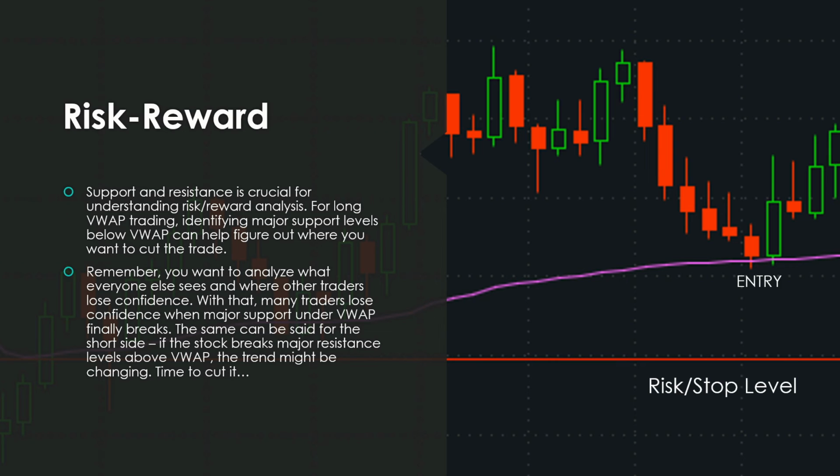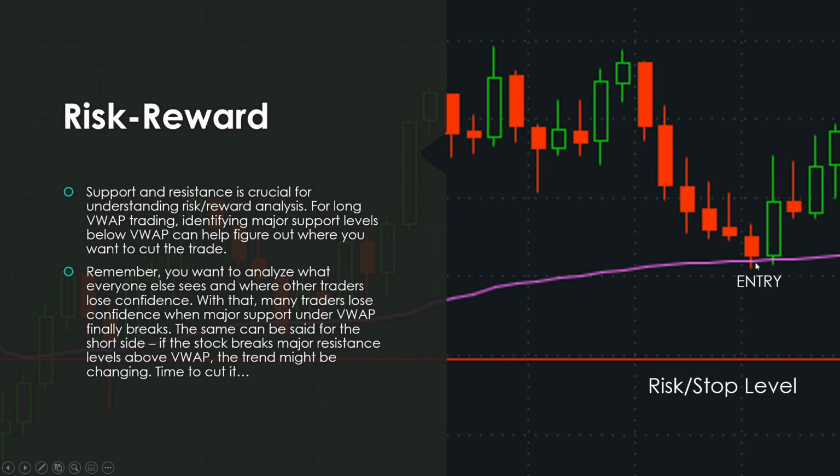If we look at this specific example here, you can see if we enter around the VWAP, say we're buying a VWAP bounce and we enter it here, we can have this risk reward stop loss level below it. That way if it cuts under here, traders are going to lose confidence in the upward direction. You have to think of it in terms of psychology here.